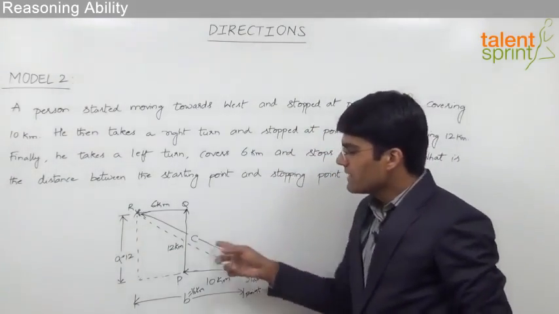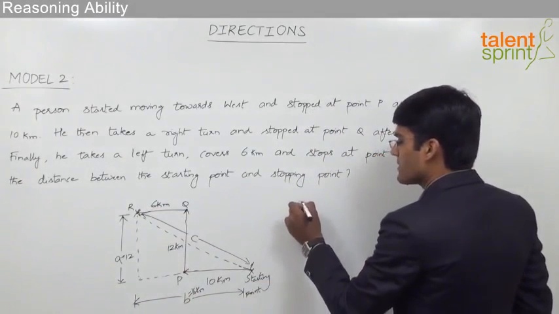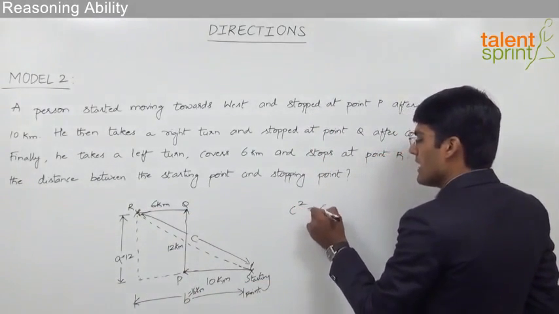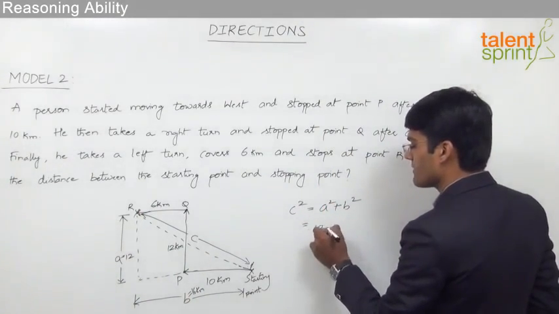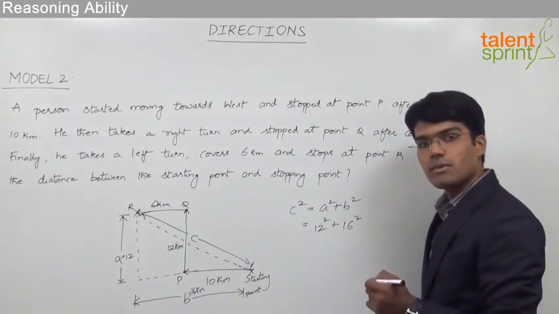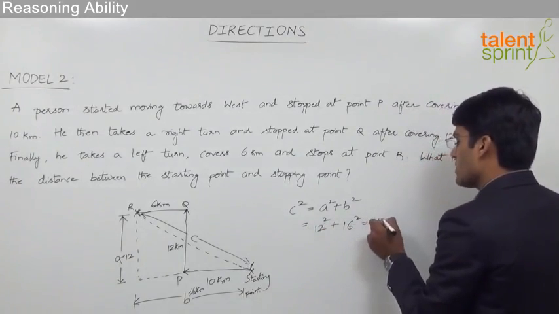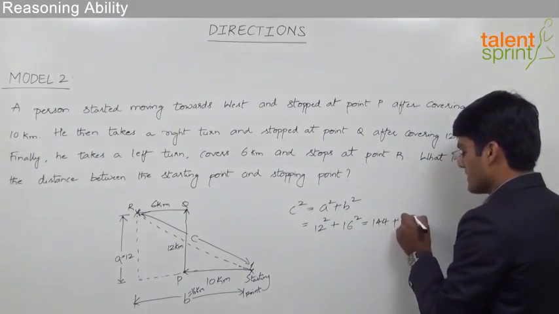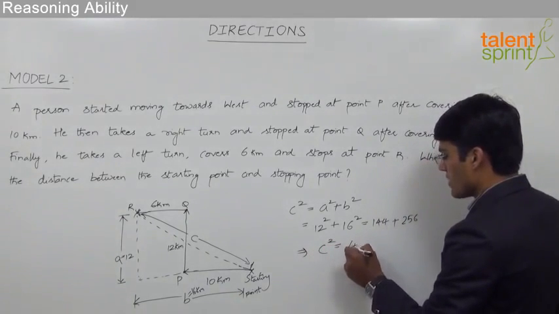Now, by applying Pythagoras theorem to this right angle triangle, we can say that C squared should be equal to A squared plus B squared. And A here is nothing but 12. So 12 squared plus 16 squared, since B is equal to 16. And this total comes out to be 144 plus 256. So very clearly C squared is equal to 400.